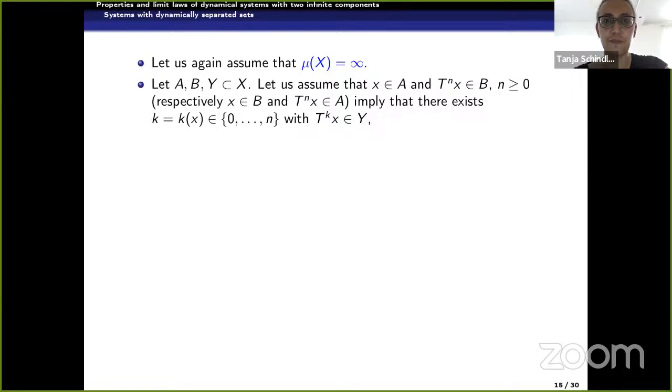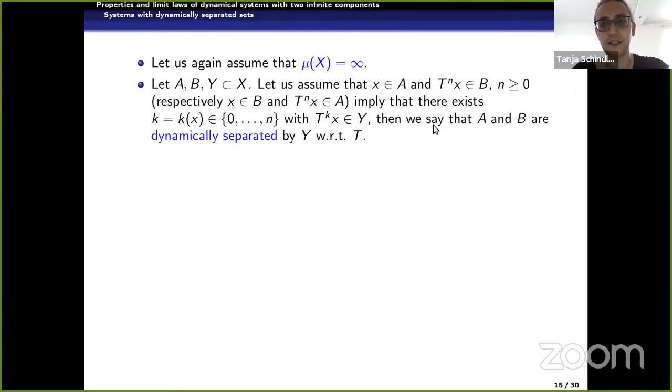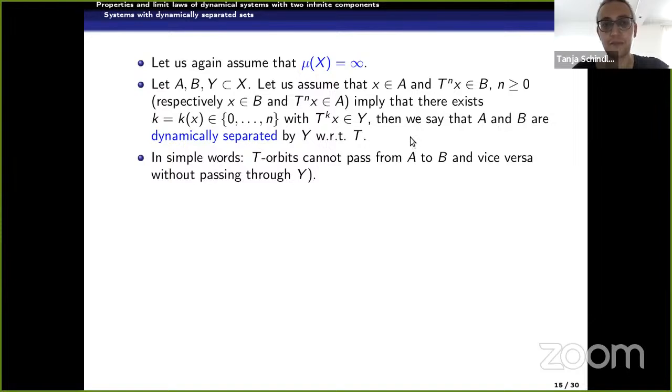And we assume that if we start at some point x in A, and iterate T, and if this iteration ends up in B, then there exists some k between 0 and n such that the k-th iterate of T on x ends up in the set Y. Basically, and then we say that these sets A and B are dynamically separated by Y with respect to T. And well, in simple words, this means if we have an orbit of T to pass from A to B or vice versa, it has to pass through Y.